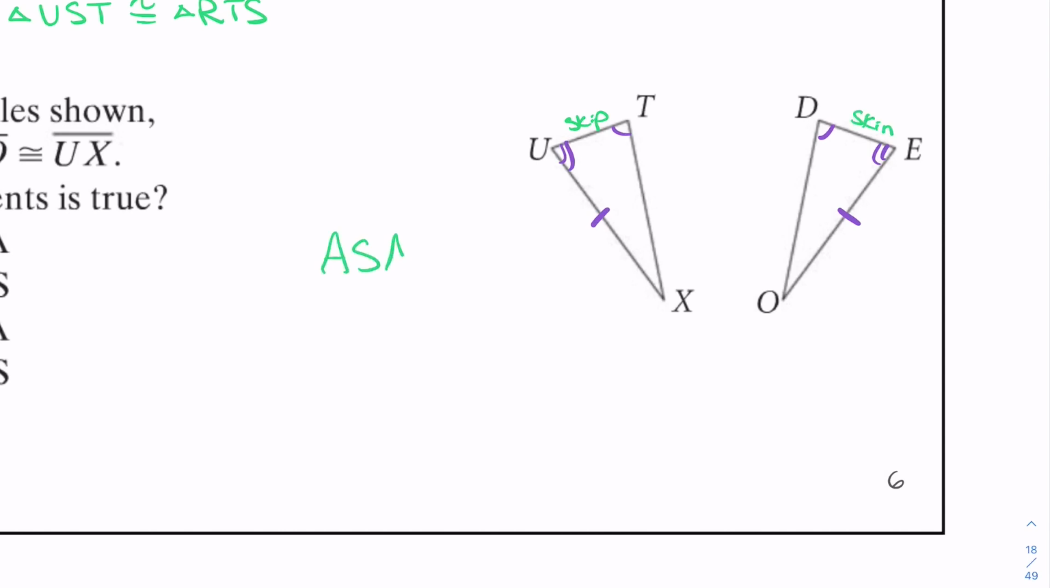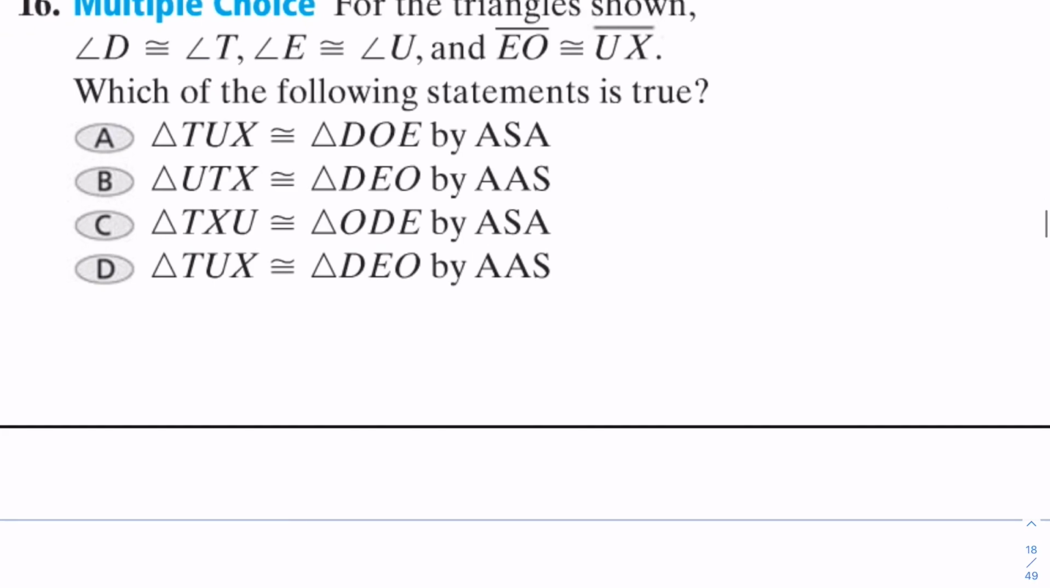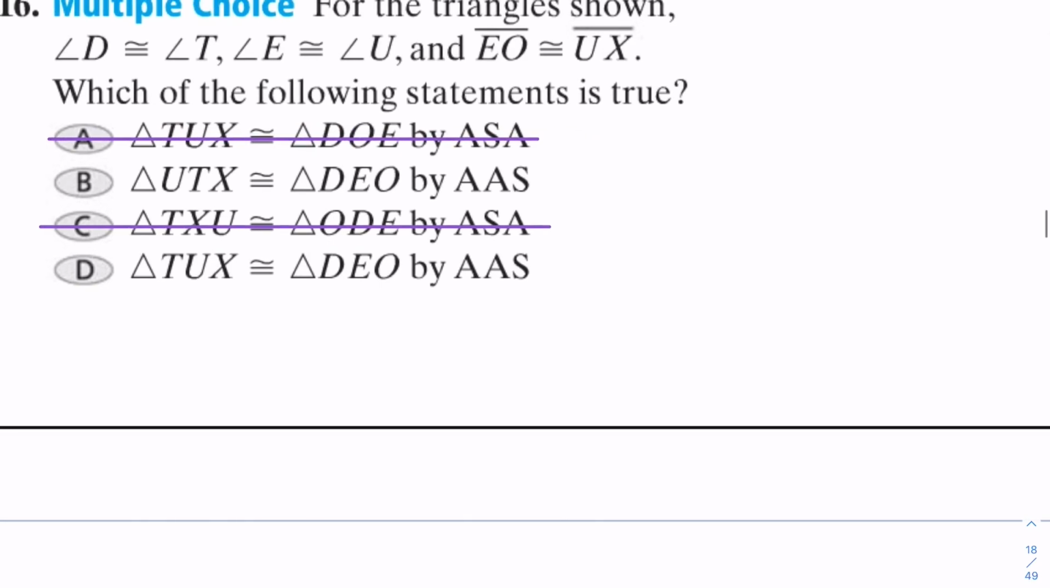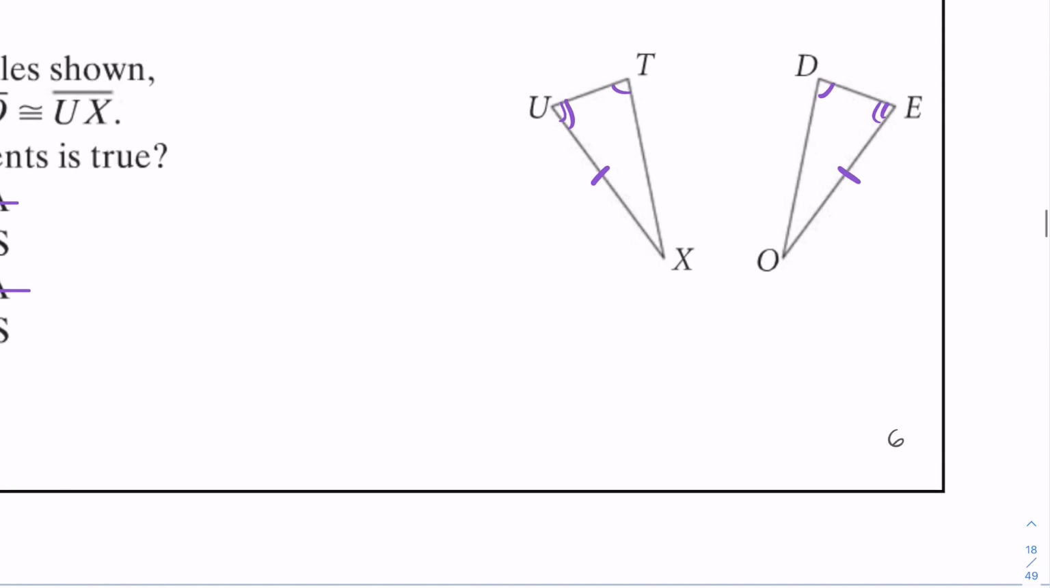So the question is, is it angle side angle or is it angle angle side? It can't be angle side angle because we're skipping, the side's not included. So with two angles and a non-included side, it has to be angle angle side, or AAS. So it looks like it's going to be by AAS, which eliminates this option and this option. So now we just have to go in the right order. So UTX and DEO. UTX, so that's 210.